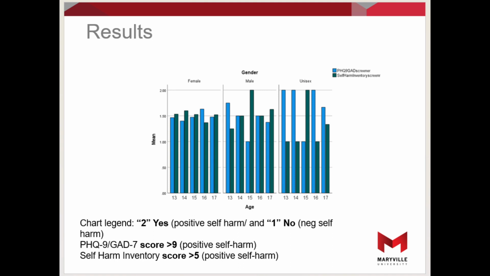Of the 67 retrospective charts reviewed, there were 28% males, 69% females, and I believe there were 2% unspecified sex. Of the self-harm inventory screeners, there were 25% male, 67% female, and 8% unisex.